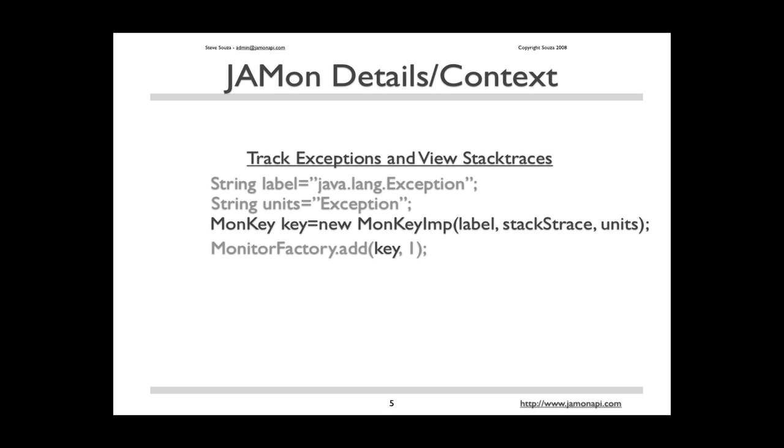Tracking aggregate information is useful. However, JAMon also allows you to associate detailed information with each monitor. Other tools call this concept context or payload. This example shows how the JAMon add method, in addition to taking a string, can also take a key. The key can be passed in detailed information that can be accessed via the JAMon API or viewed via the JAMon War. In this case, we are passing in the exception's stack trace. It will now be viewable with the JAMon webpage.